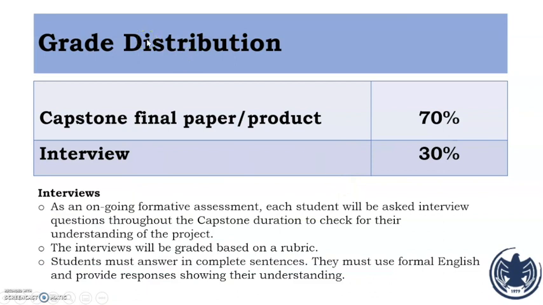The capstone project is divided into 2 grades. There's the final product, which is 70% of the grade, and the interview, which is 30% of the grade. The interview is an ongoing formative assessment, which means that it is a way for the teachers to check for the students' understanding, and it will be based on a rubric. Students will not be given the questions. Really, they just must have an understanding of the project and be confident about what they're talking about.